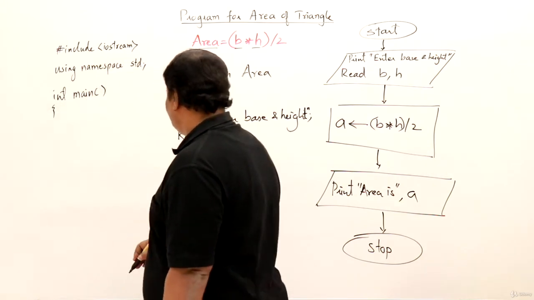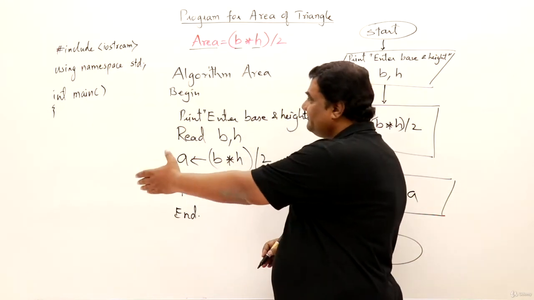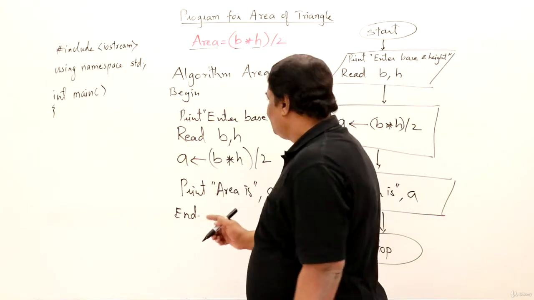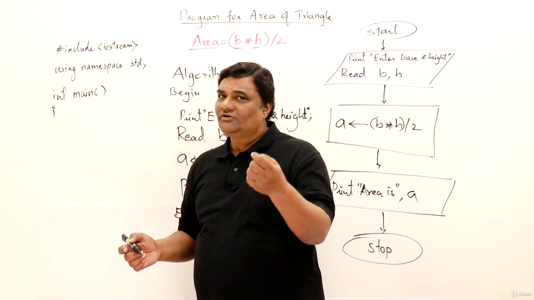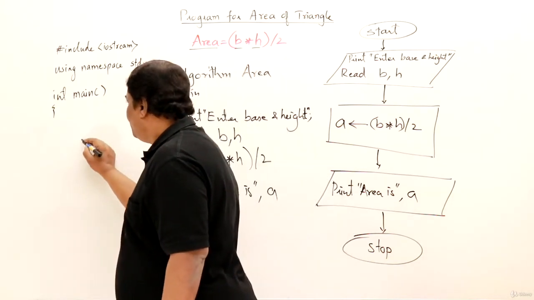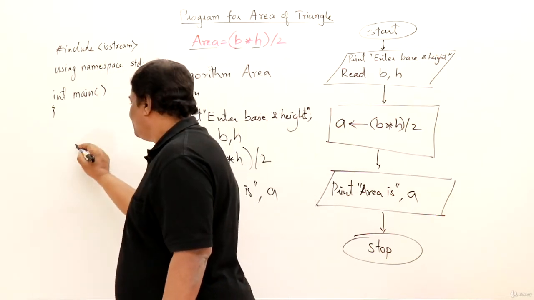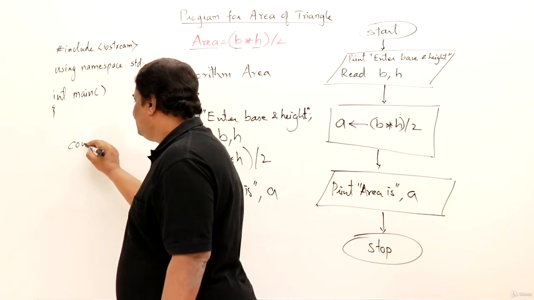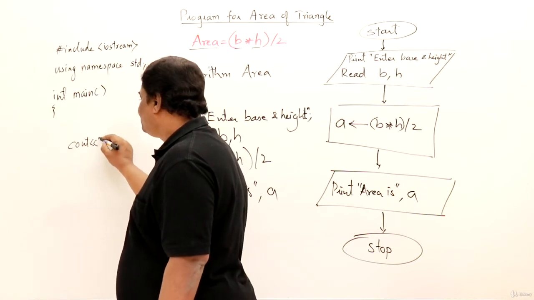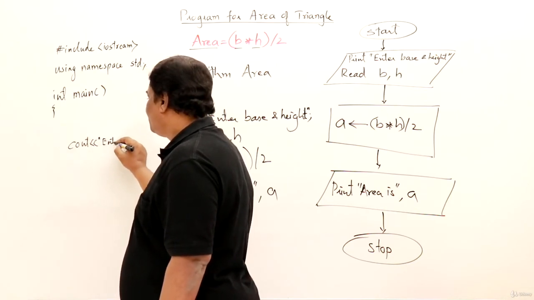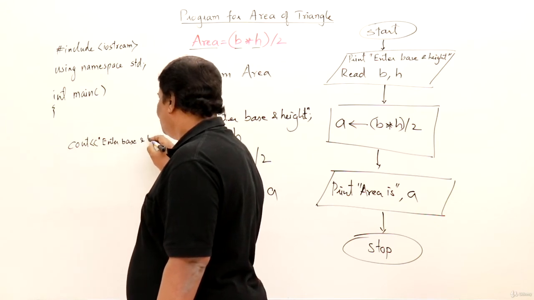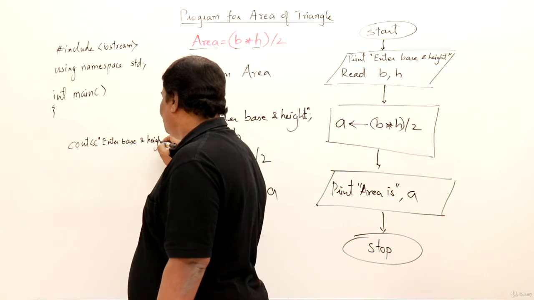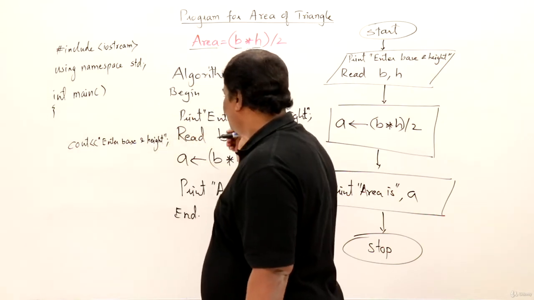Now let us convert this algorithm to a program. So inside the algorithm, the very first thing is enter base and height. So it is print. So how to write print? We use cout. Since I have already used the namespace, I can directly say cout, enter base and height. So this will give a message on the screen, right? Enter base and height. This will appear on the screen.